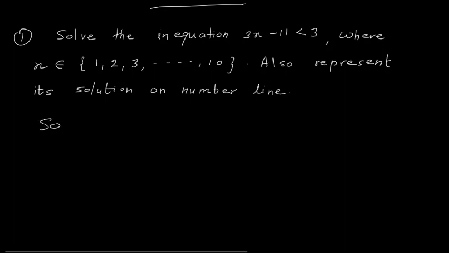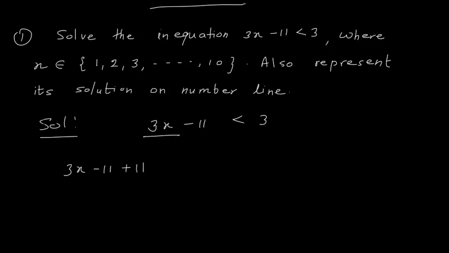Here, solution. Now 3x minus 11 less than 3. We can add or subtract the same number on both the sides. Now here I want the value of x, so the other values one by one I will remove. So how will I remove them? Here it is 3x minus 11. What I will do is add 11 on this side and on this side.